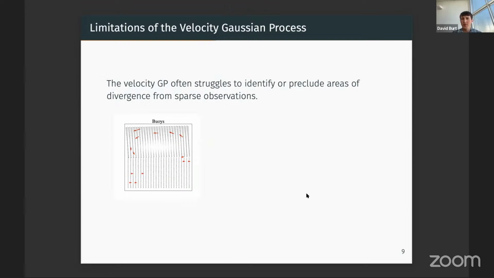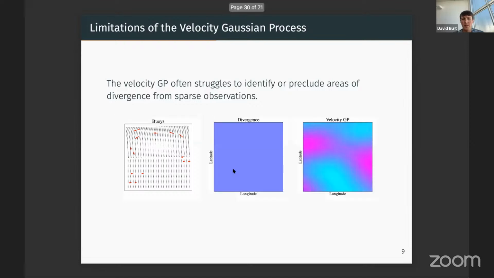Finally, we were interested both in prediction and identification of divergence. And we find that the velocity GP often struggles to identify or preclude areas of divergence based on sparse observations. So here we have a slightly more complicated simulated data set where we have the similar vortex to before on the top, and then we just have a straight current below. And you see we have kind of simulated buoys both in the vortex part and the straight current part. If you calculate the divergence of this field, you can see there's no upwellings or downwellings, and so it's 0.